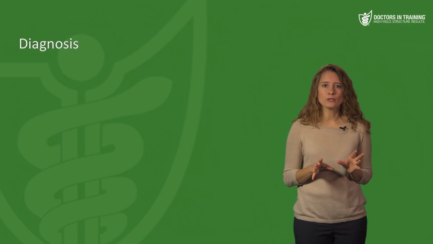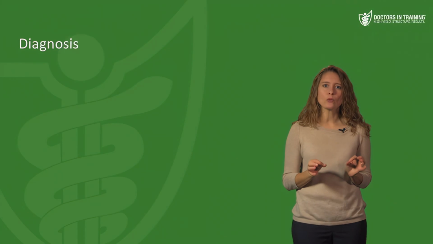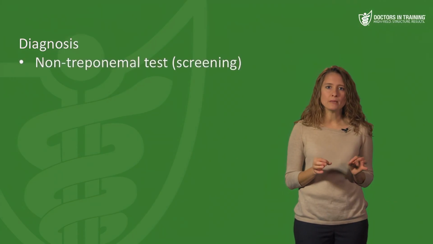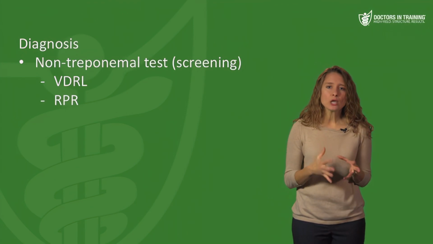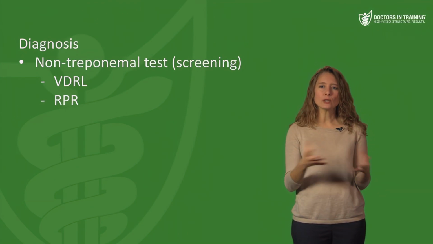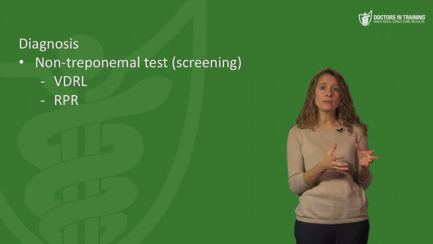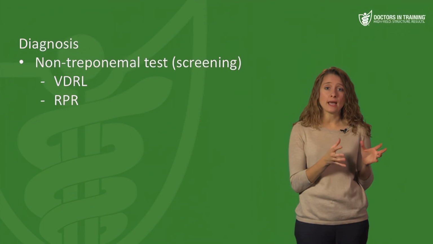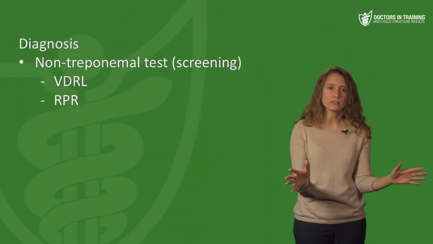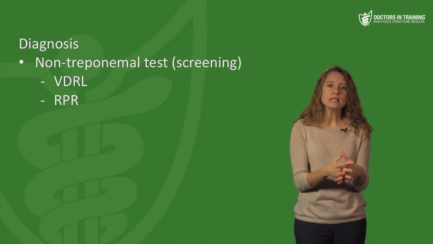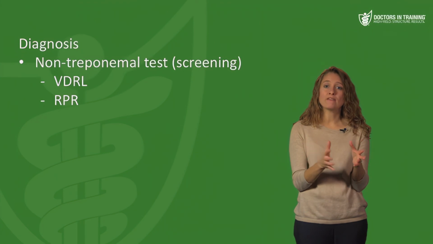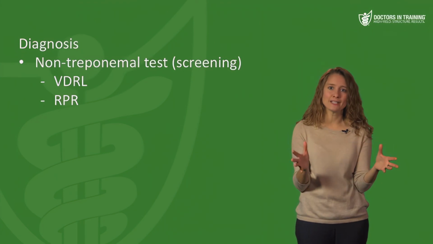Now let's talk about diagnosis. To screen for syphilis, we usually start with what's called a non-treponemal test. This would be a VDRL or an RPR. These tests are checking for serum reactivity against a cardiolipin cholesterol lecithin antigen. So this is not specific for syphilis, but usually is present in people with syphilis. These non-treponemal tests are known to have false positives in a variety of other conditions as well.